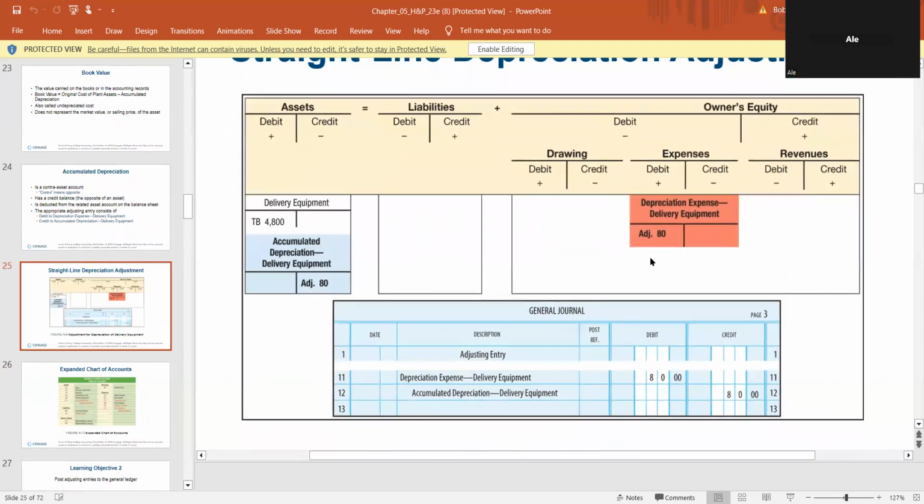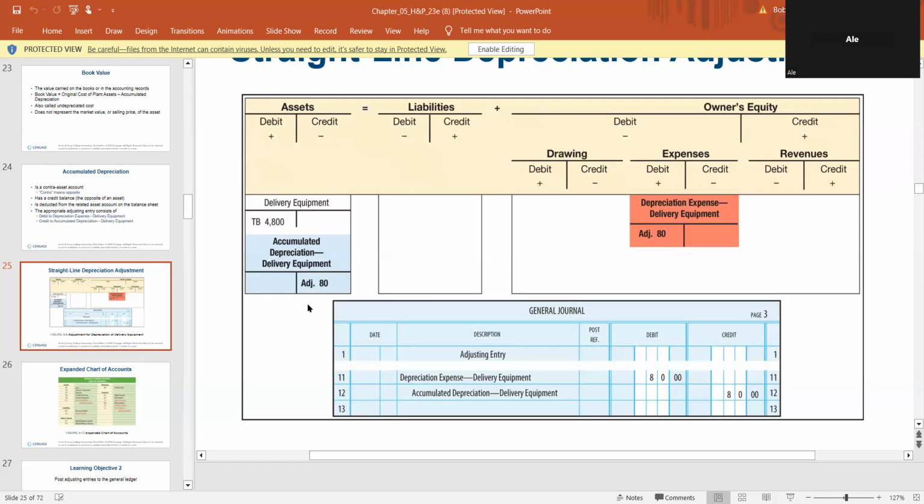So let's take a look at this. The depreciation expense was $80, we decided. You debit the expense, $80. Notice, though, you do not reduce the delivery equipment. Remember what we said. Our assets are always at the historical cost. You will never credit that $4,800. That'll stay there forever, unless you sell it. Okay? What you do credit, though, is a contra account called accumulated depreciation. So get used to accumulated depreciation.